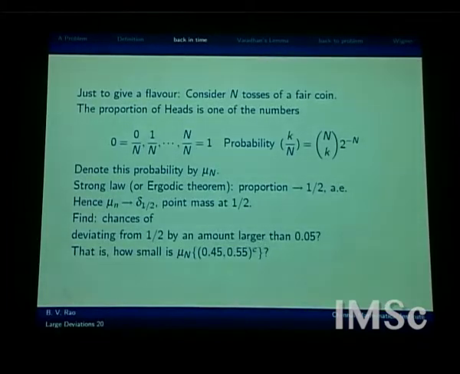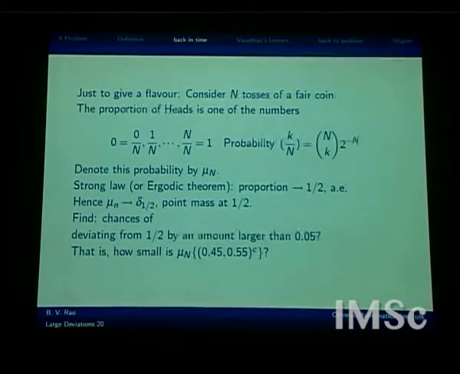Now, the question is the following: find the chances of deviating from half by an amount larger than 0.05. So, this proportion converges to half almost surely. Of course, when I wrote that thing there, I said look at tossing the coin n times. Since I am talking about limits, I have to look at the infinite product space of tossing the coin infinitely many times, and look at the first n tosses and then calculate the proportion and look at these distributions and so on. Now, you can talk about the limits.